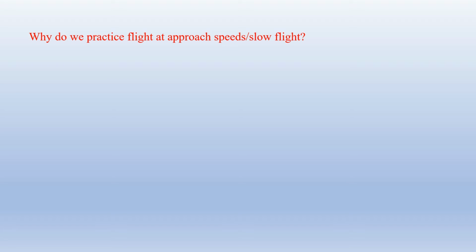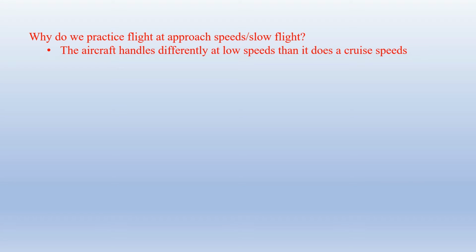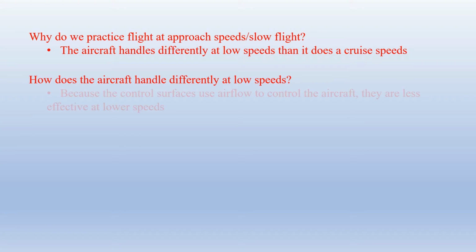So you're probably asking yourself, what's the purpose of going out here around these farm fields and flying at speeds that are slow enough that we're letting the tractors pass us? Well, the reason we practice slow flight and flight at approach speeds is because the aircraft handles differently at low speeds than it does at cruise speeds. Well, how does it handle differently exactly?